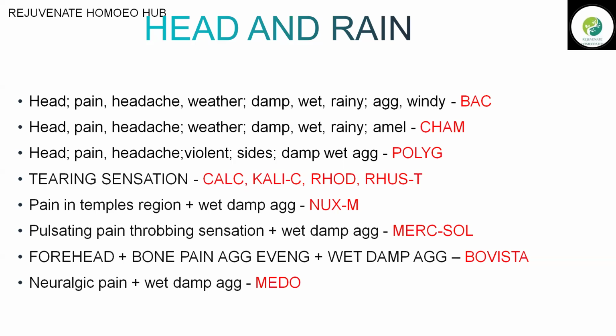Yes, thank you. Now next, if there is pain in the temple region with wet damp aggravation, think of Nux Mosta. Pulsating pain, if there is a lot of pulsating pain, throbbing sensation in this wet damp aggravation, think of Mercurius. Forehead with bony pain, aggravation in the evening with wet damp aggravation, the only remedy is Bovista.